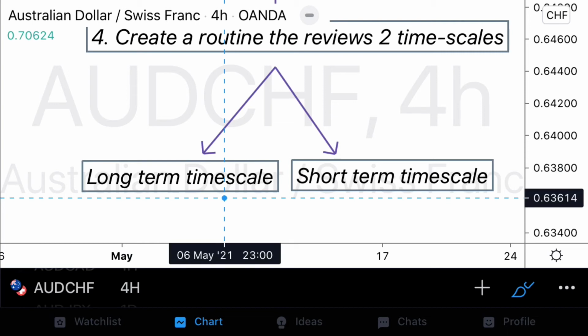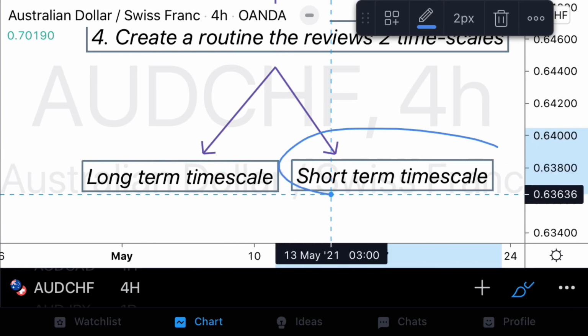Remember, maybe we're entering on the 15-minute, and so we want to look at our directional bias on the H4, look at structure on the H1, and then enter on the 15 minutes. This is our short-term time scale.